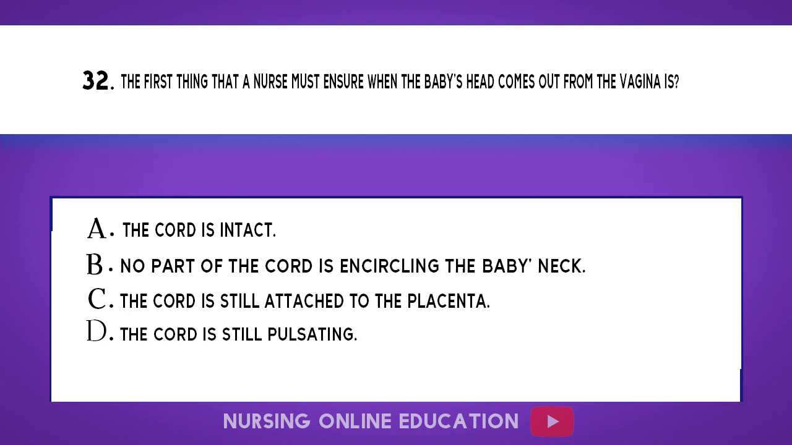vagina is A. The cord is intact. B. No part of the cord is encircling the baby's neck. C. The cord is still attached to the placenta. D. The cord is still pulsating. The answer is option C. The cord is still attached to the placenta.